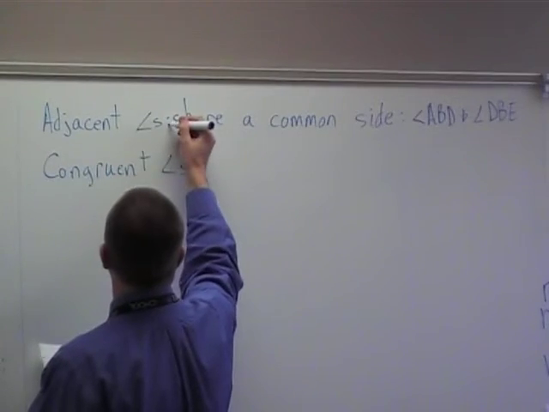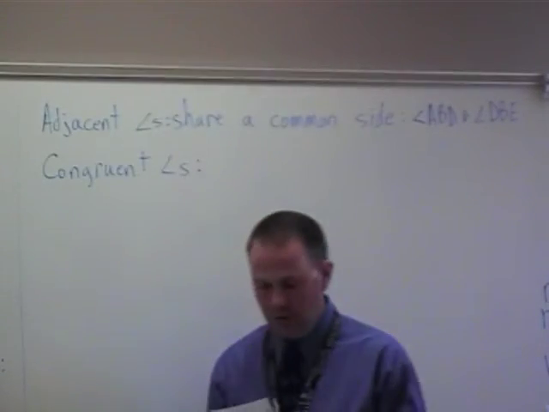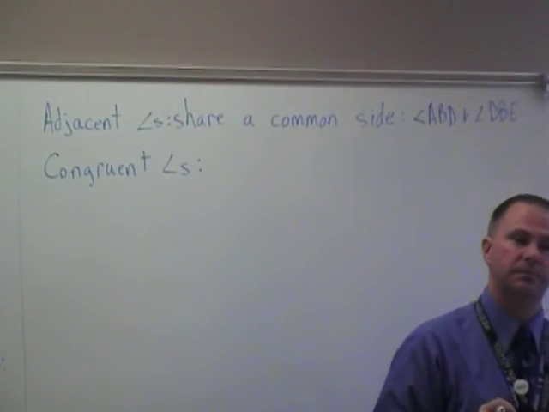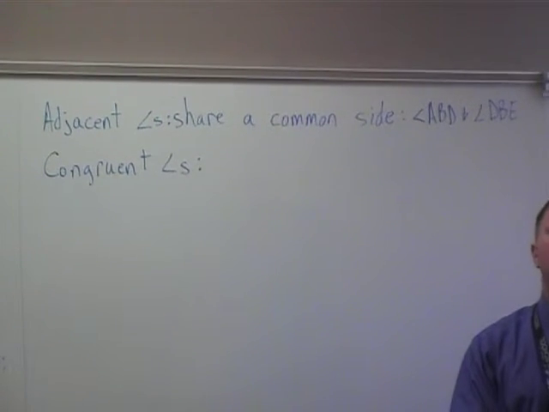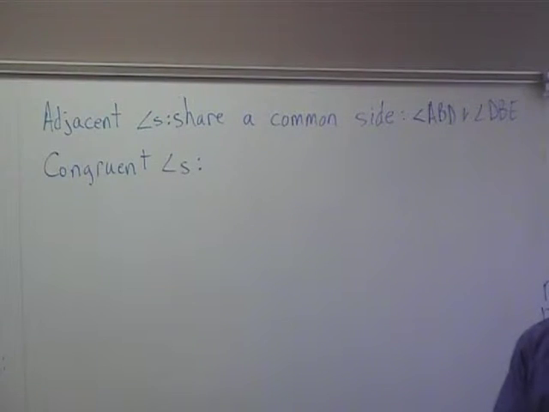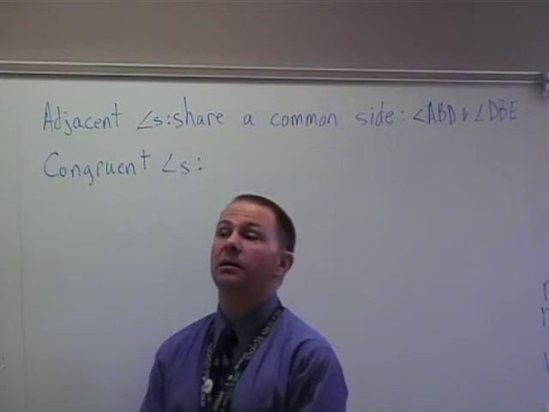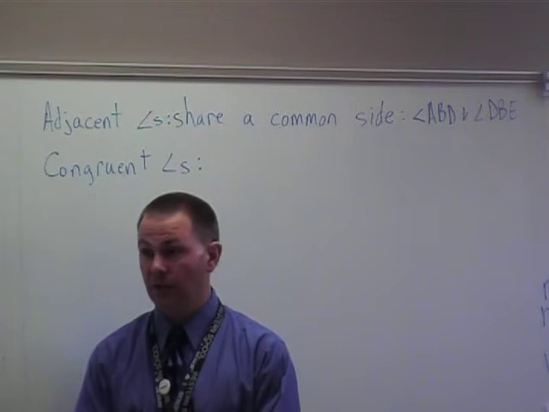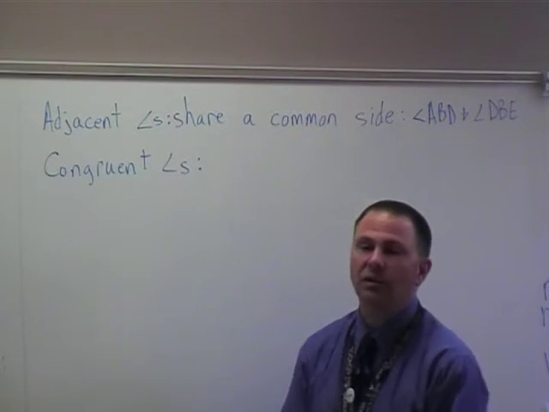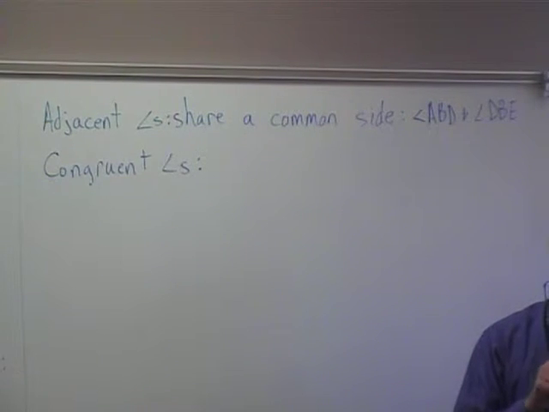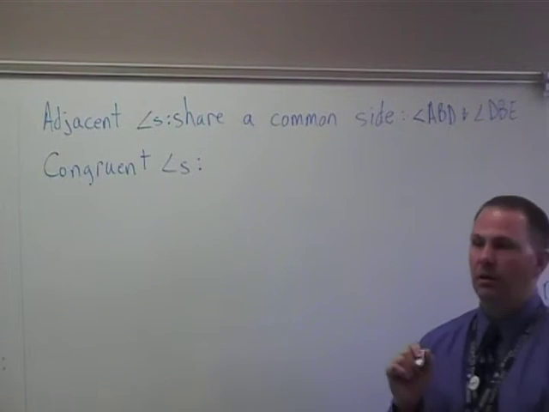Congruent. Everybody should know what congruent means. What are congruent angles? Same size and same shape. Same size, same shape. No, they're the same size. Similarity is same shape but different size. So congruence, here's the important part. We're talking about congruence. We're not talking about equals.